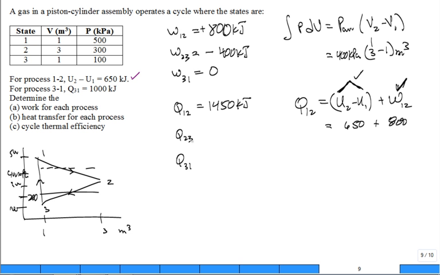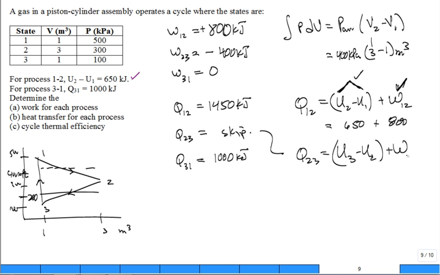How about from 2 to 3? I wish they gave me the change in the U's, but they didn't. It's called SKIP. We'll come back to it later. How about Q3 to 1? It's given to me, 1,000 kilojoules. Now I'm really stuck because I can spin my wheels trying to write the first law for the process 2 to 3. Q2 to 3 is equal to U3 minus U2, plus the work 2 to 3.